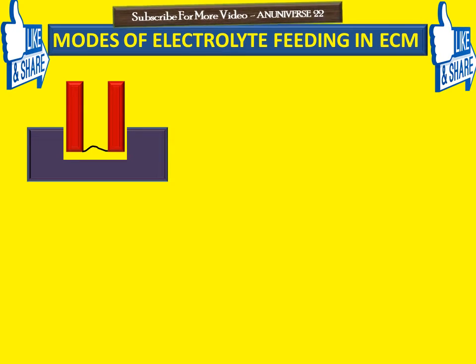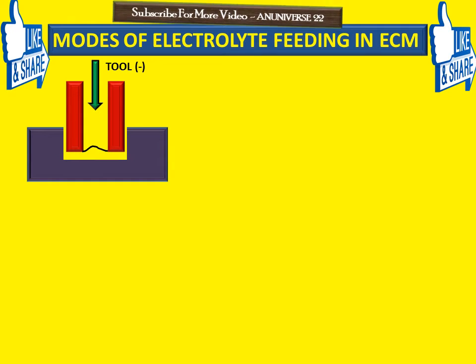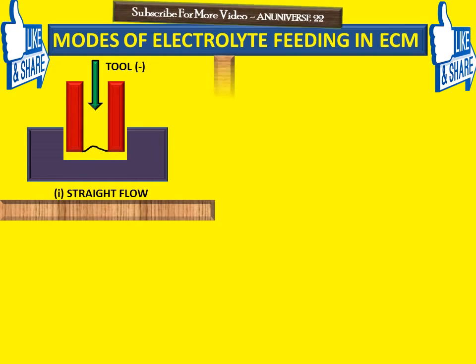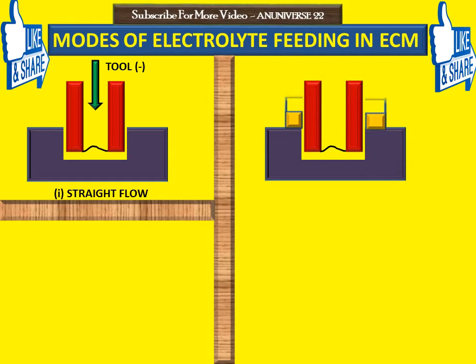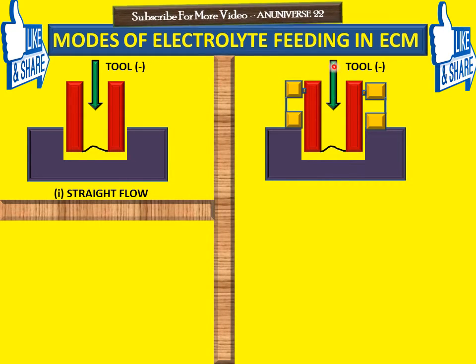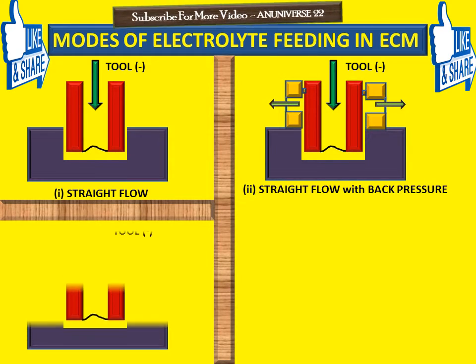The first method of electrolyte feeding in ECM is the straight flow method, in which the red color shows the tool, that is the cathode, and the green color shows the path of the electrolyte, which is coming from the top side. When the electrolyte comes in this direction, it goes out from this direction. So this is the straight flow. The second is the straight flow with back pressure. As we can see, the tool is the cathode, and this is the workpiece, and the electrolyte comes from the top side and goes out from the side. So this is the straight flow with back pressure.